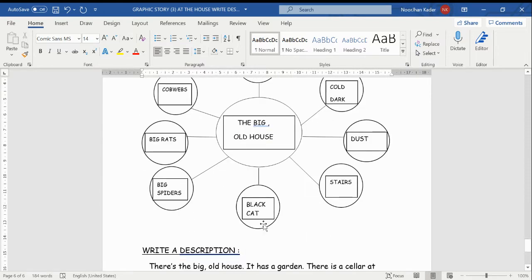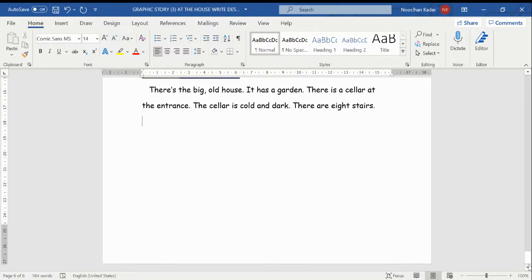Then what does Misty find after that? A black cat. So you can write there a black cat. Actually you don't have to write that it is a sitting black cat, because the black cat is actually moving very fast and it almost hit Misty. It's not sitting still. The black cat climbs the stairs. So there are eight stairs and a black cat climbs the stairs.